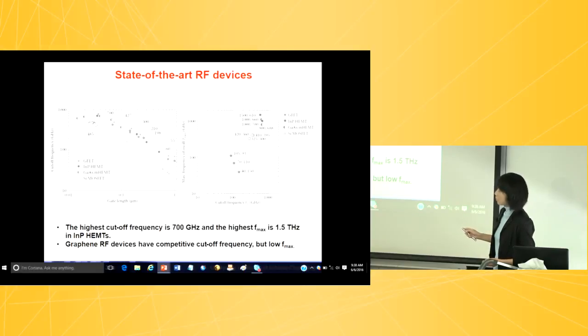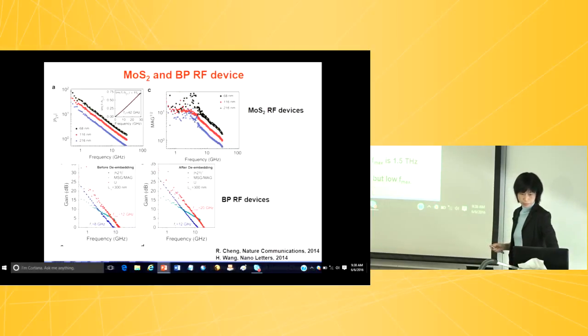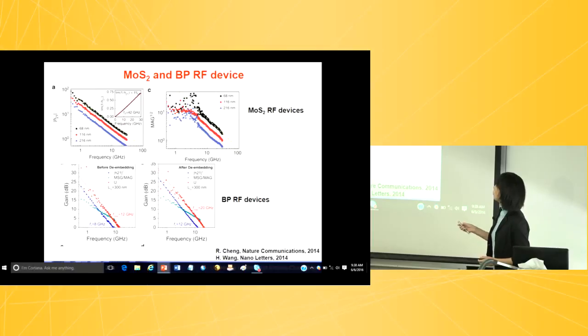Graphene is very close to this highest cutoff frequency. So that means it's very competitive in terms of cutoff frequency. However, the Fmax for graphene is much lower than indium phosphide due to the zero band gap. In recent years, people started to look at MoS2 and BP RF devices. As compared to graphene, MoS2 and black phosphorus have lower mobility, so the cutoff frequency is generally lower than graphene. However, since they have a finite band gap, the Fmax is actually very comparable to fT. So in terms of power gain, these two materials can be promising.